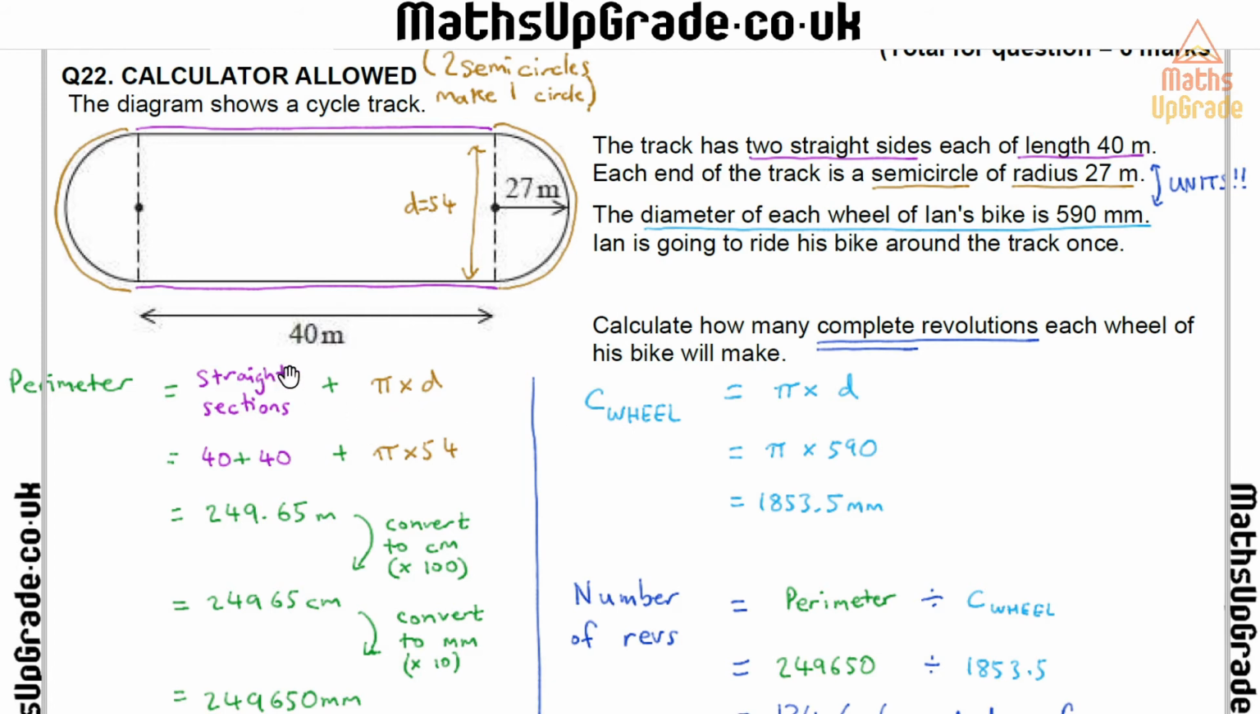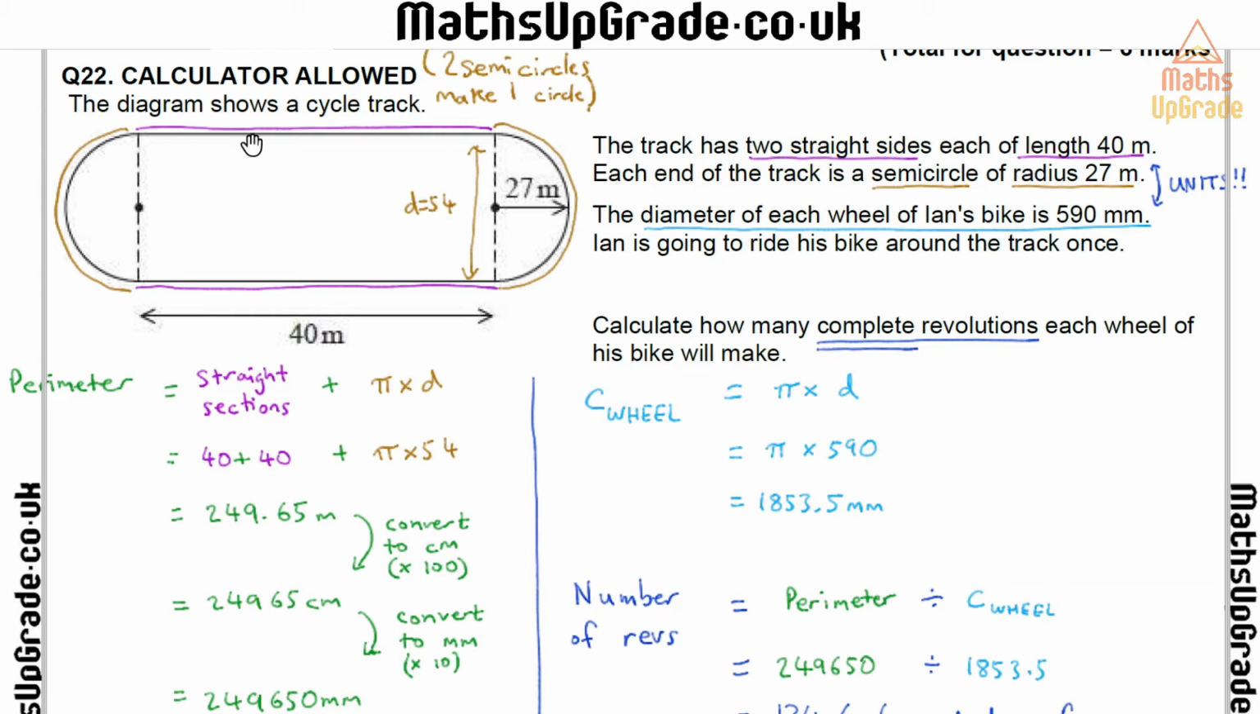So let's find the perimeter of this. Well, the perimeter of this entire track is given by those straight sections in purple plus that section there in brown plus that section there in brown, and these two semicircles would actually join to make a circle.